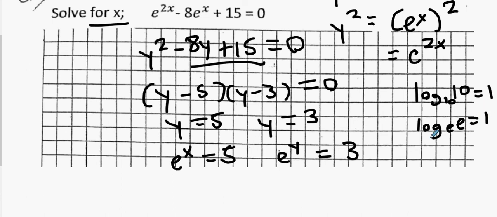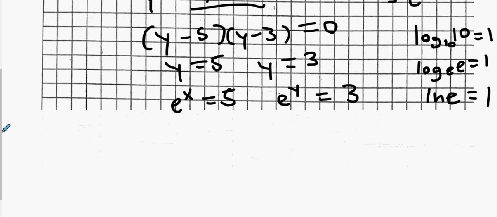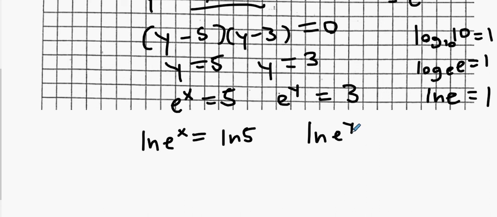1. Log e is actually ln. So ln e is also 1. You're allowed to choose any log you want. I'll show you that in a second. But preferably you would have chosen ln. Now, it's going to be ln e to the power of x equals ln 5. Ln e to the, sorry, that's e to the x as well. Ln e to the x equals ln 3.